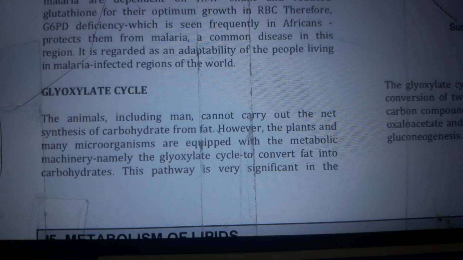Well, let's just read that again. This is explained from the fact that parasites that cause malaria depend on HMP shunt and reduced glutathione for the optimum growth in RBC. Therefore, G6PD deficiency, which is seen frequently in Africans, protects them from malaria. Right, okay. So this deficiency doesn't give HMP shunt, and there's no reduced glutathione, so they don't get malaria.